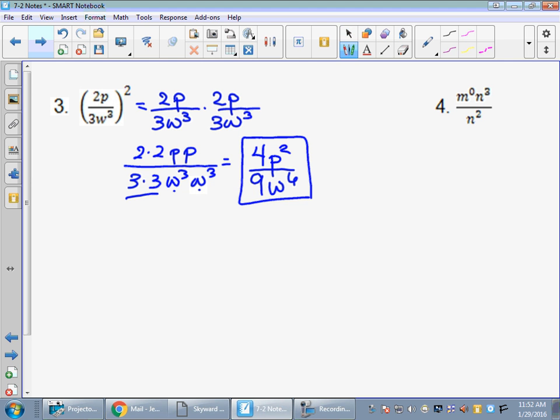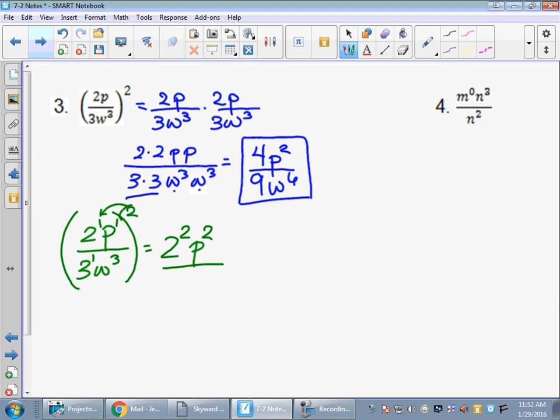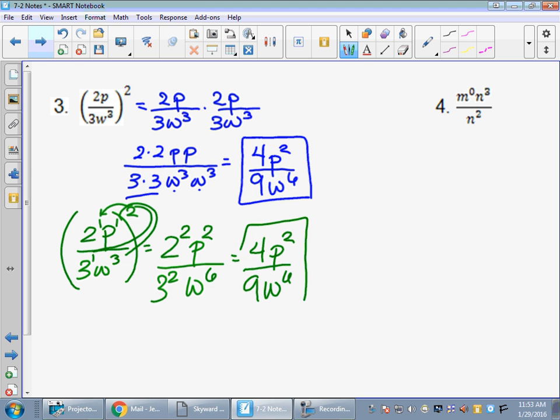Using the rule, you just, in a sense, distribute that power to everybody inside. So I always like to give them all their powers. Anybody that doesn't have a power, I want to put a 1 with them. So that when I do a power to a power, it becomes 2 squared times p squared over 3 squared times w to the 6th. Everything got squared. And so the 2 squared becomes 4, p squared stays, 3 squared becomes 9, w to the 6th stays.